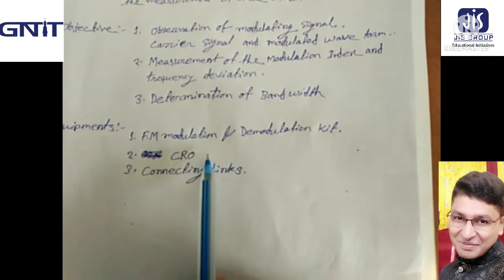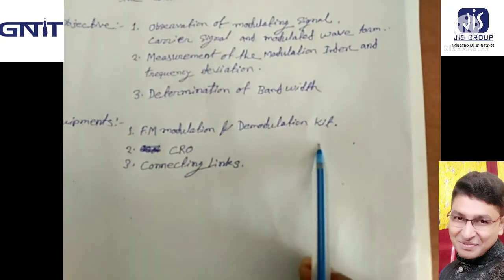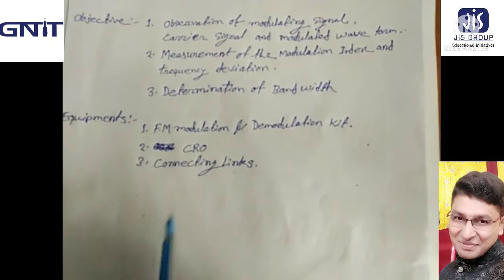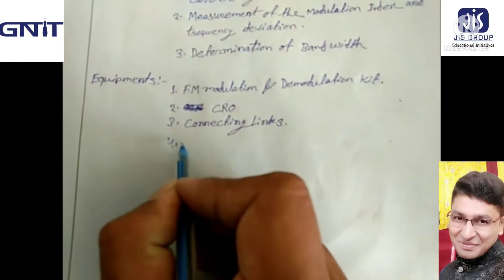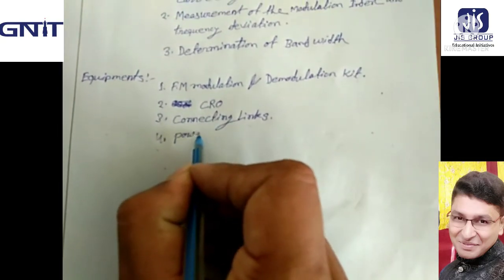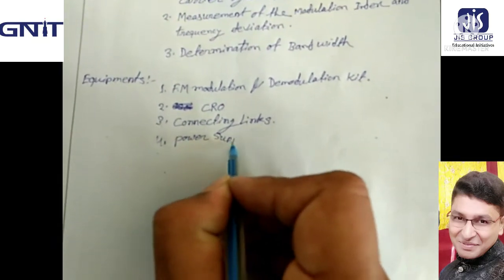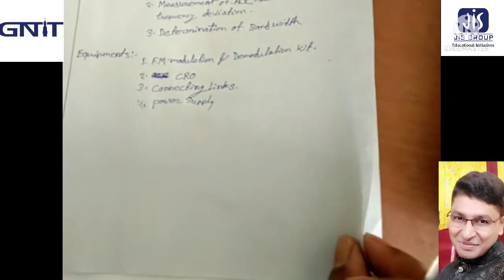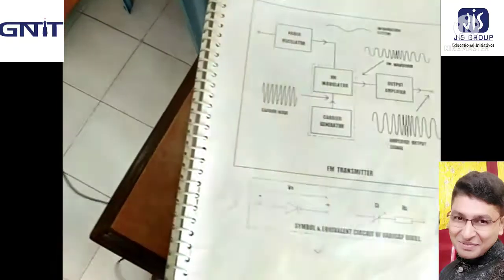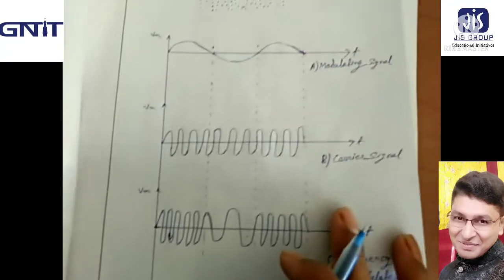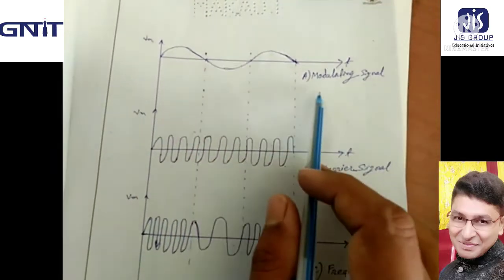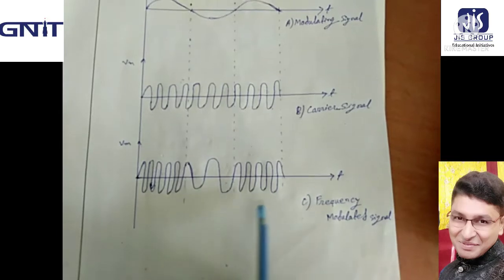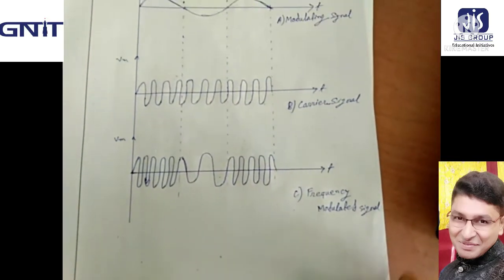Equipment: FM modulation demodulation kit, CRO, connecting links and power supply. This is our modulating signal, this is our carrier signal and this is the frequency modulated signal.